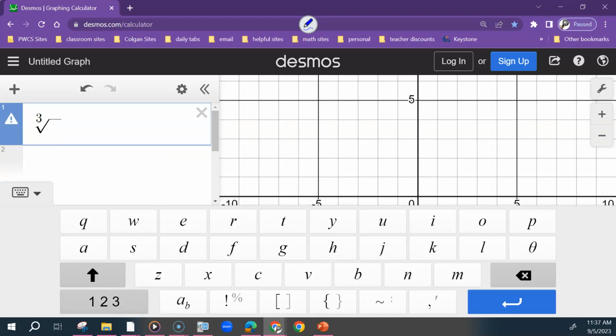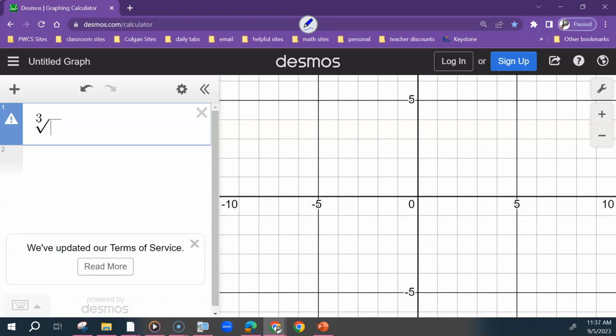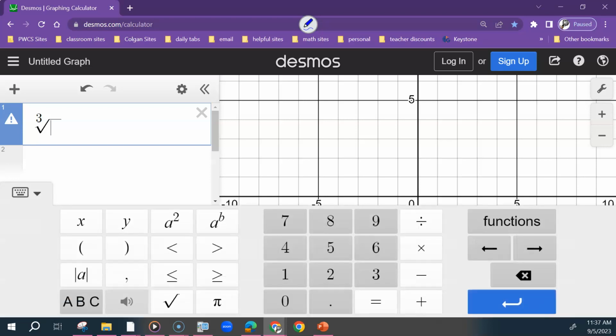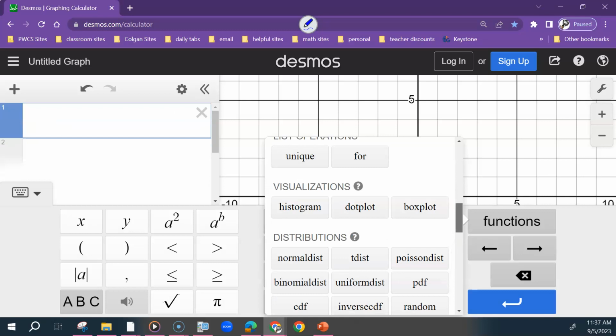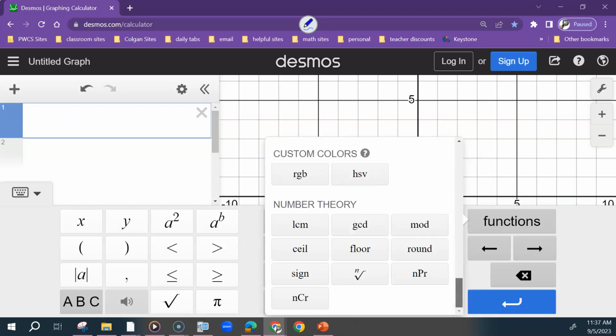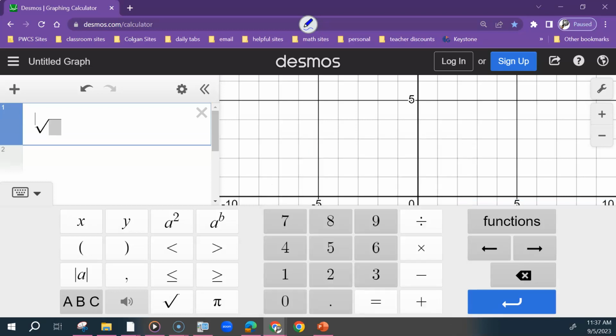If you forget those letters, you can go into functions. So everyone go into functions, and scroll all the way down, and then look for the nth root. Then you can put a 3 there and put whatever else you need underneath. So those are two different ways to find your cube root. Okay. Questions about any of those so far?